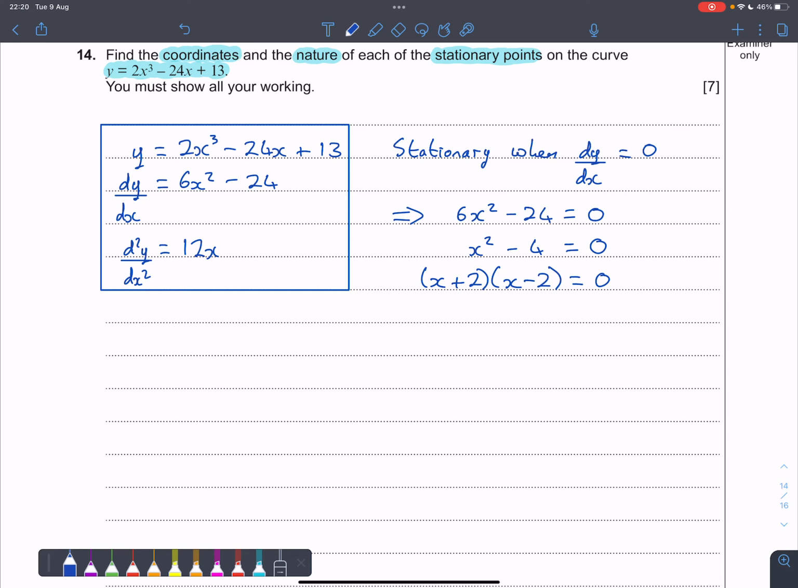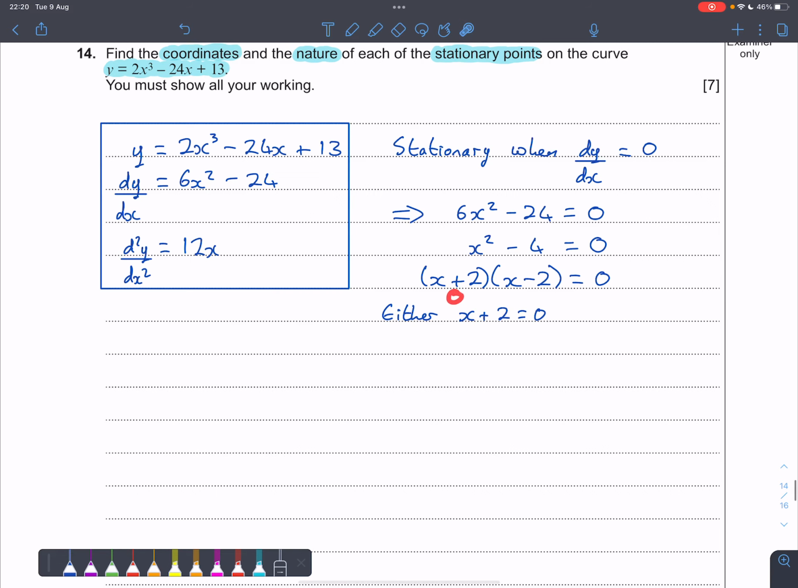So we either end up with the first bracket, x plus 2, being 0, so you'd have 0 times something, which is always 0. Or we end up with the second bracket, x minus 2, being 0, so we have something times 0, which again will be 0. So this gives us two possible x values: x is negative 2, or x is 2.